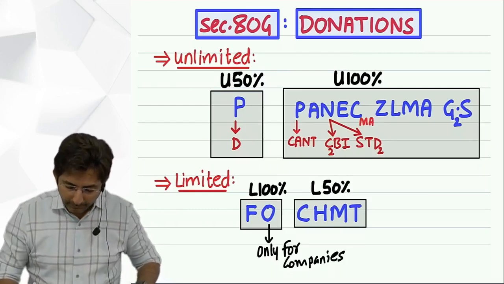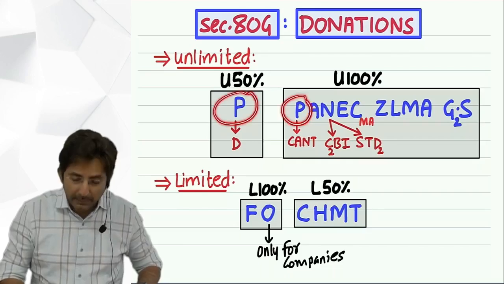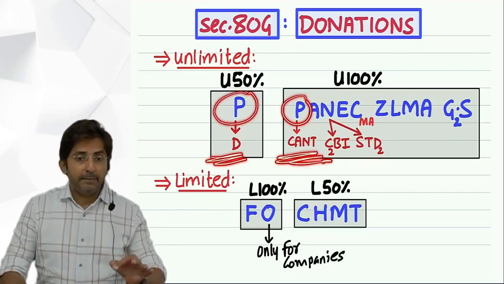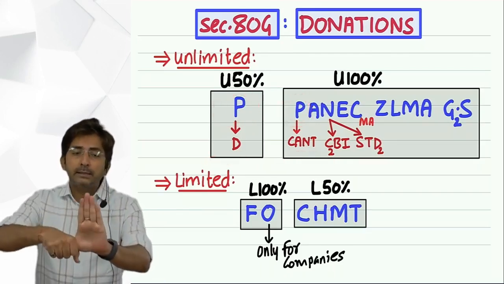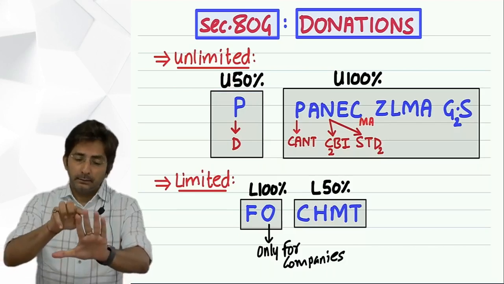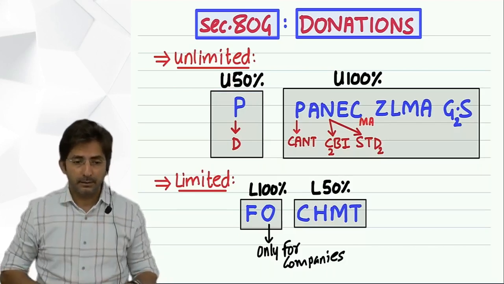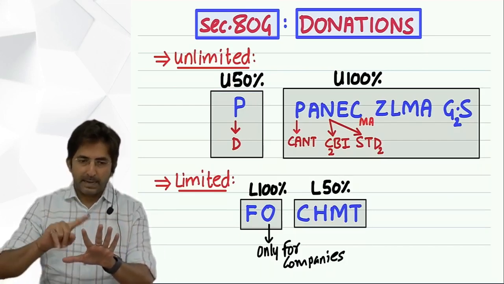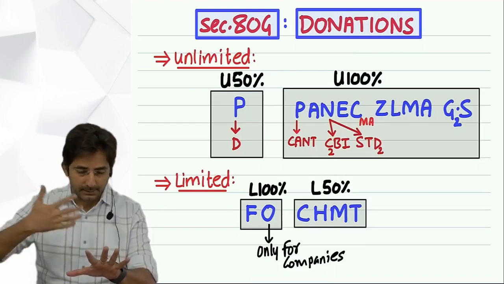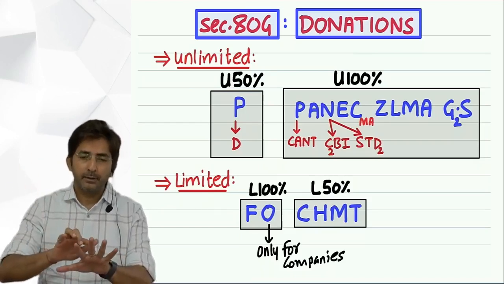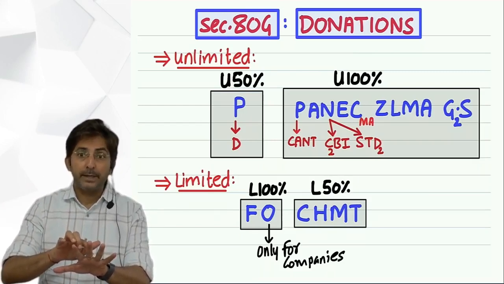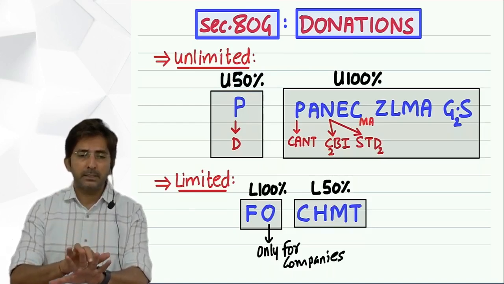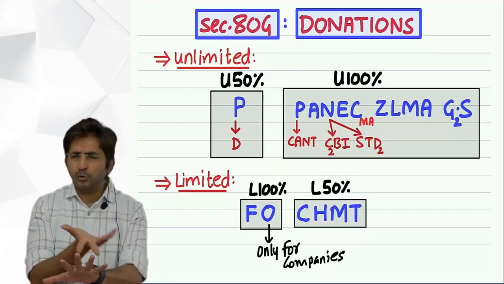So that is T. So tell me, how many donations start with Prime Minister? No, 5. In the name of Prime Minister there are 5 donations, but one is eligible for 50%. Other 4 are eligible for 100% deduction. So the names: Prime Minister Drought Relief Fund, Prime Minister Cares Fund, PM Cares Fund, then Prime Minister Armenia Earthquake Relief Fund. Armenia is a place in Russia. Then Prime Minister National Relief Fund, Prime Minister Tsunami Relief Fund.